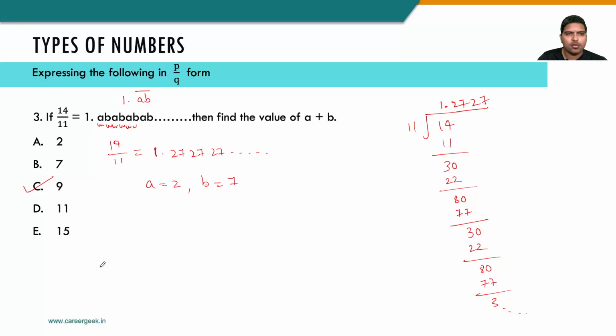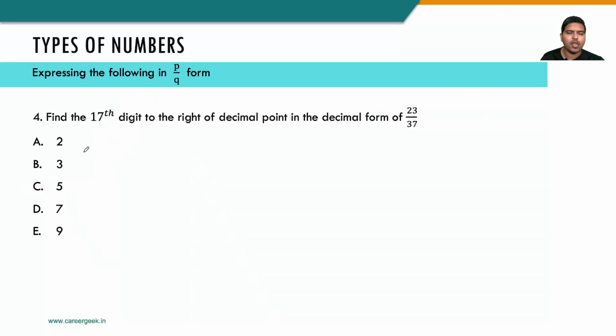Okay, so one last question. Find the 17th digit to the right of the decimal point in the decimal form of 23 upon 37. Okay, this is a bit tough. Probably we will need to do long division a bit more. So we'll need to begin with a decimal.